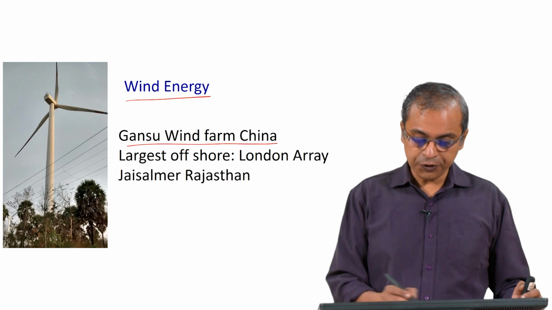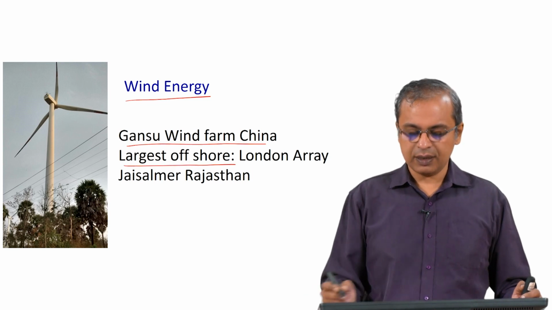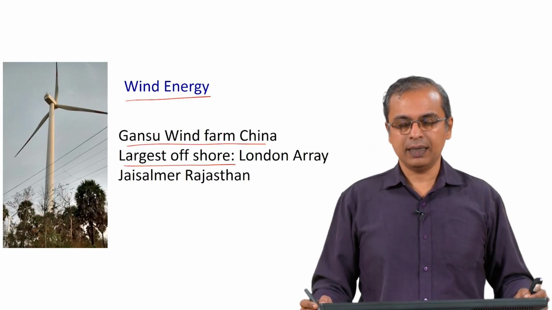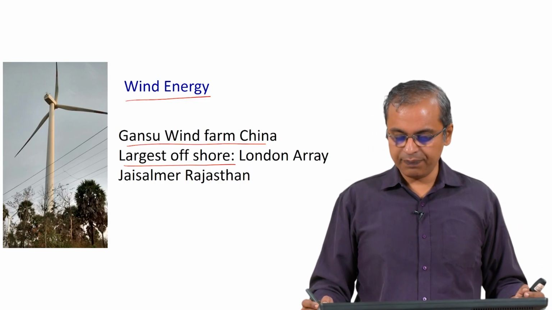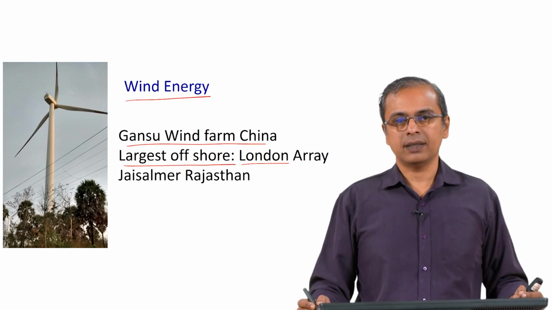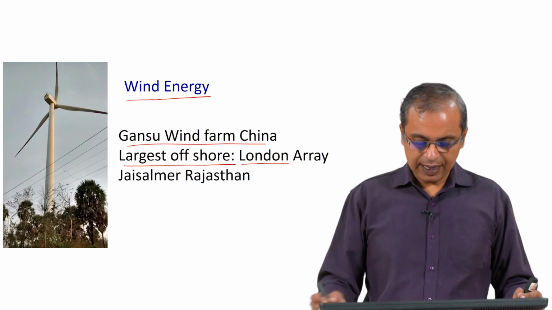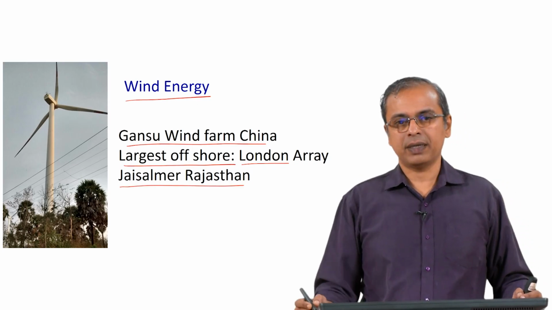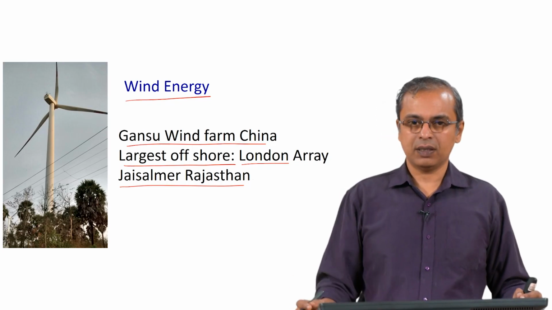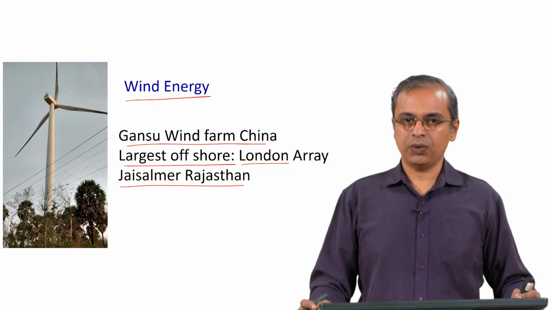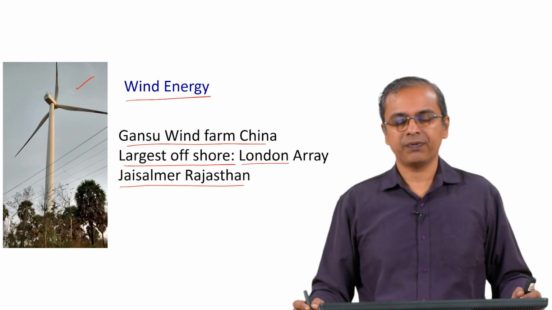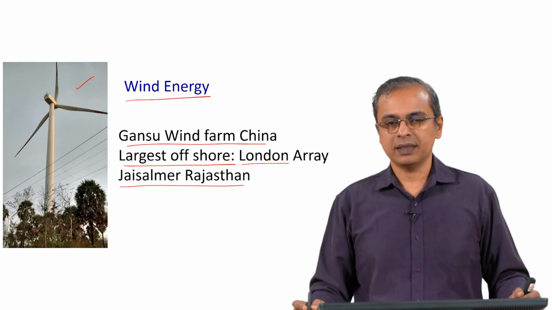There is one large offshore version of it, which is set up such that it is not taking up land in habitable places, and that is there in London. It is called the London Array. So that is offshore, and in India we have one large project in Jaisalmer in Rajasthan, which is the largest such wind power generating unit within India. So in fact, this image you see here is also very much from India. It is from the southern state of Kerala.